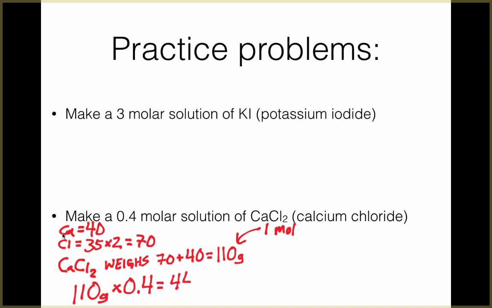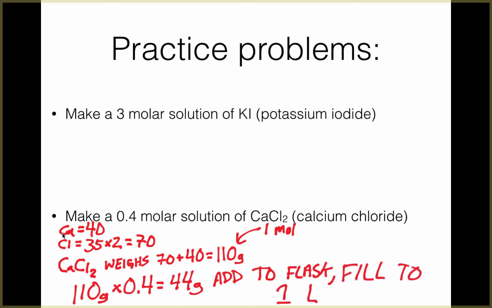And I'm going to get 44 grams. I'm going to take 44 grams, weigh it out on my scale, add it to a beaker or to a flask, and fill to 1 liter. So that's the answer. 44 grams added to the flask and then filled to 1 liter will give you a 4/10 molar solution of calcium chloride. I hope this helps. If it doesn't, come see me and I will help you out, and we'll get you going on this stuff.